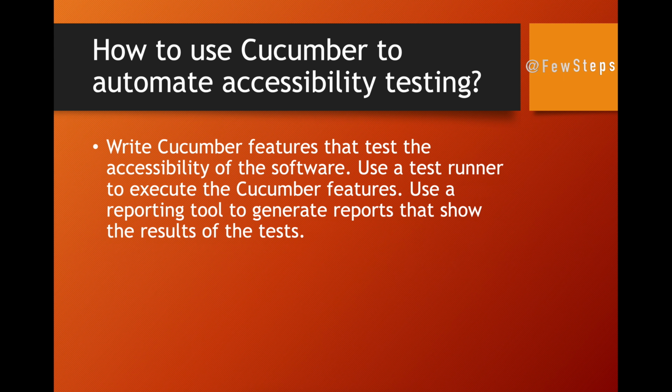Question 67. How to use Cucumber to automate accessibility testing? Write Cucumber features that test the accessibility of the software. Use a test runner to execute the Cucumber features. Use a reporting tool to generate reports that show the results of the tests.